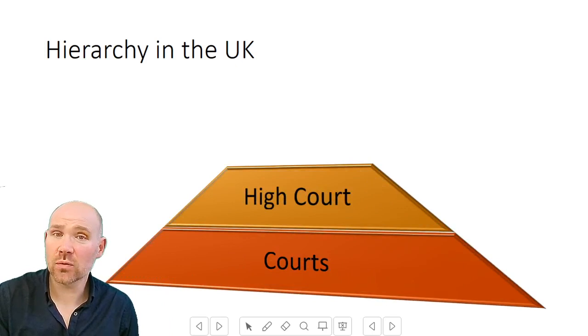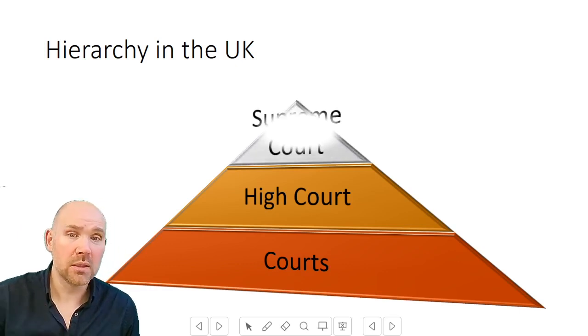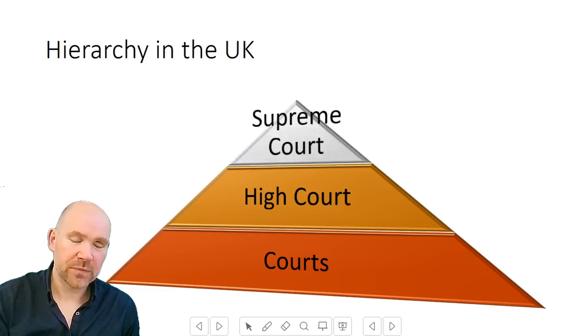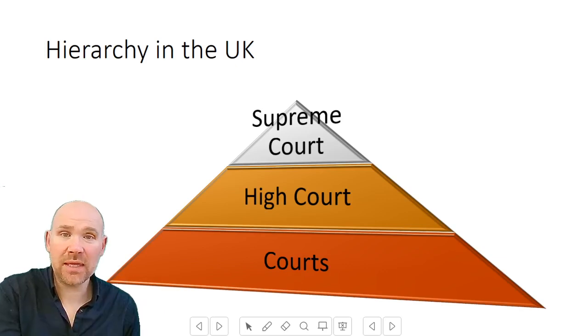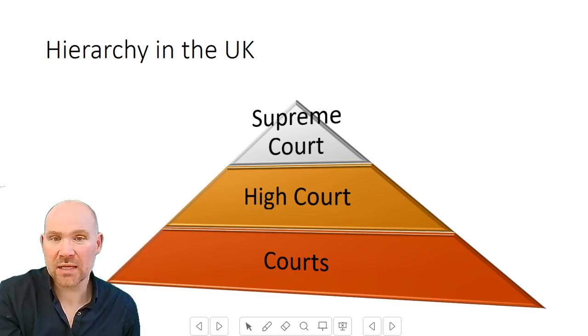And actually, there's a High Court in Scotland and there's a High Court of England and Wales. So there's a few different High Courts around the place, but there is only one Supreme Court. And every time you appeal a court's previous decision, it goes up to the next court above it.